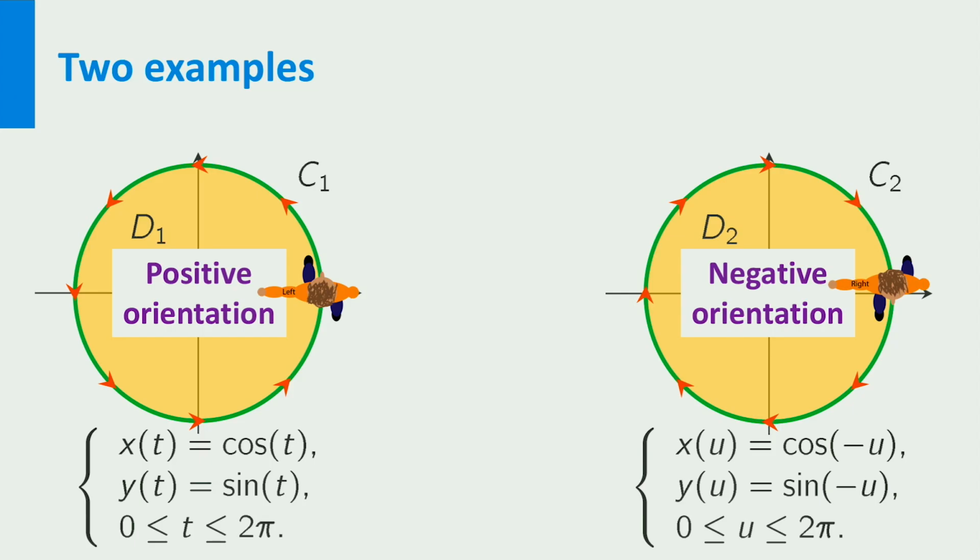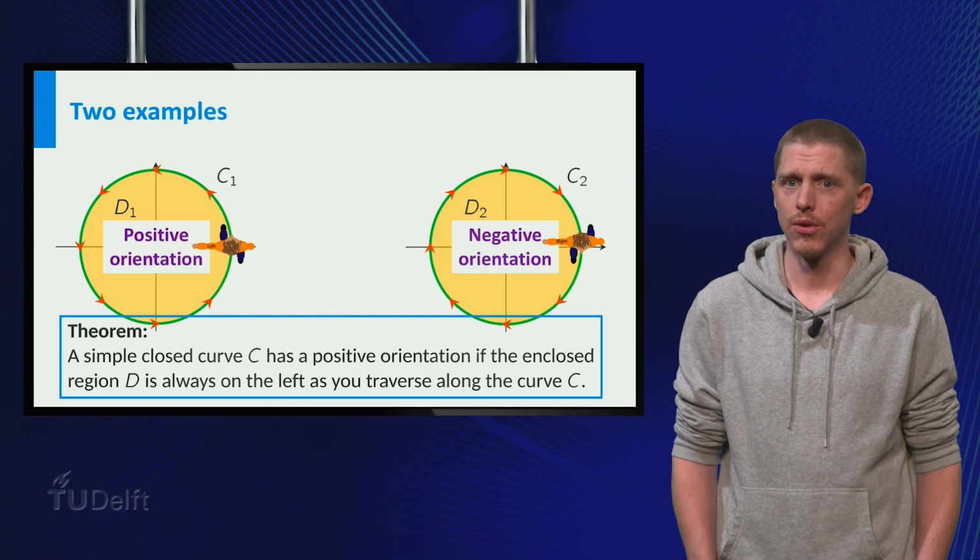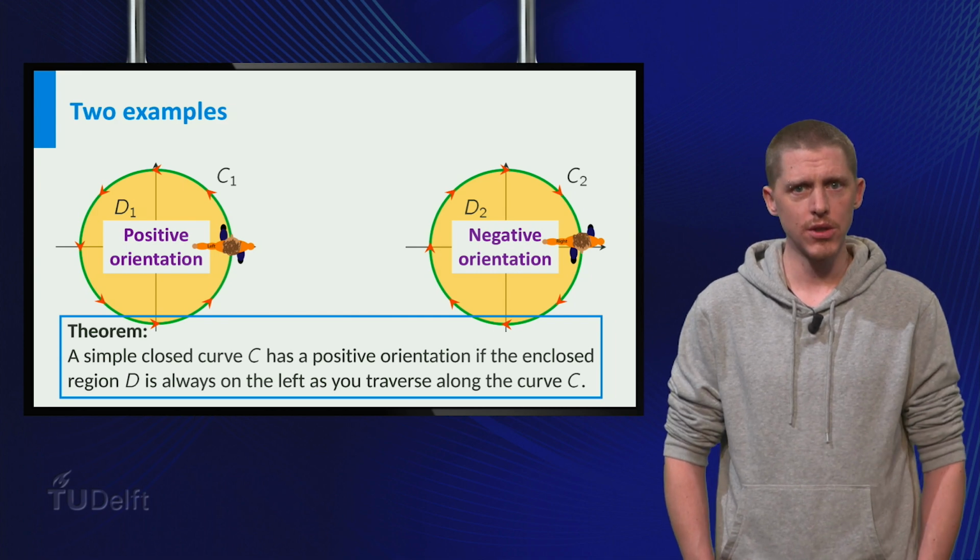This observation is true in general, so we can state it as a theorem. A simple closed curve C has a positive orientation if the enclosed region D is always on the left as you traverse along the curve C. Now we have an easy way to determine the orientation of a closed curve. Let us do an example together.